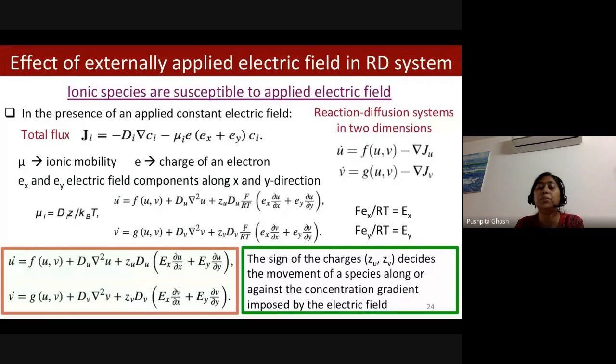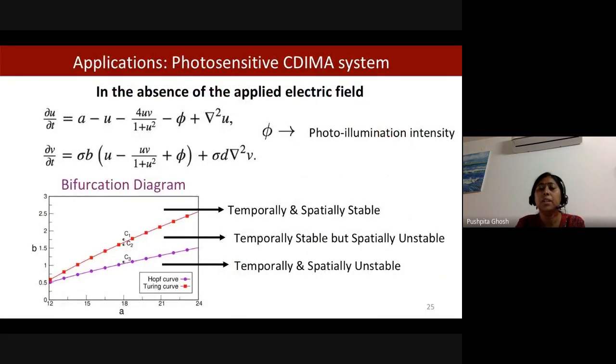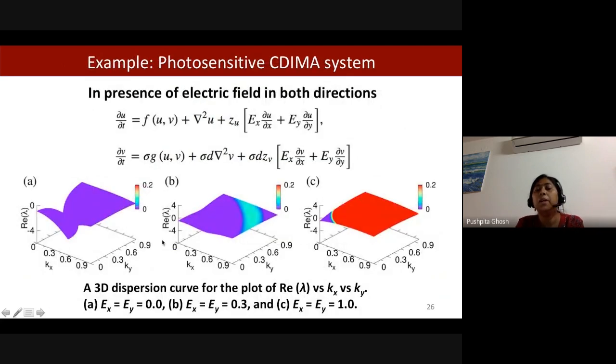Our aim is to find out the conditions and realize the spatial patterns in the presence of this electric field. So we chose the photosensitive version of the CDIMA system, where phi is the illumination parameter. This is the same diagram I showed earlier, with A and B as the parameters, sigma the starch, and phi the photo illumination. These are the regions where you could see homogeneous states, and C2 and C3 are the points in the Turing region.